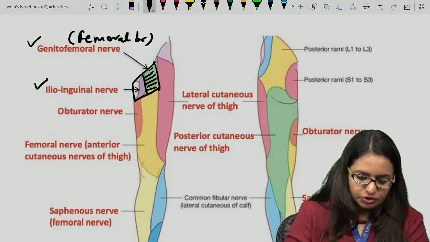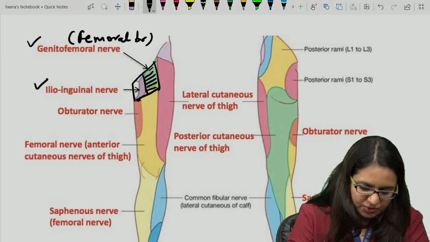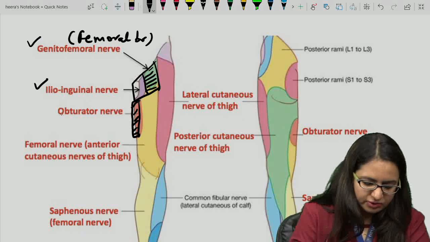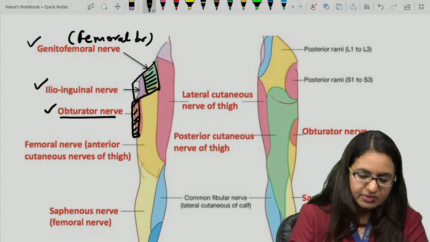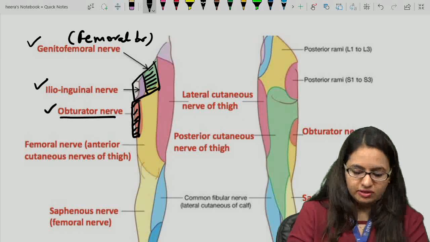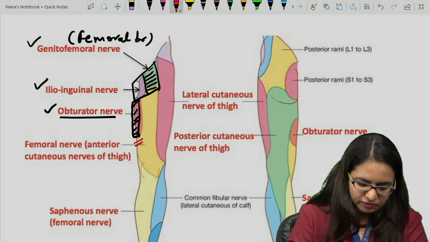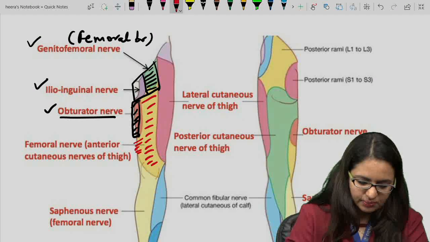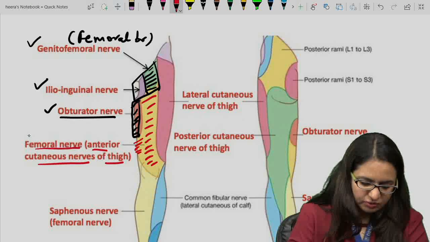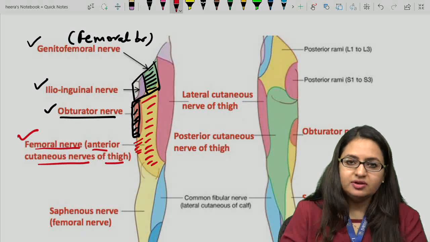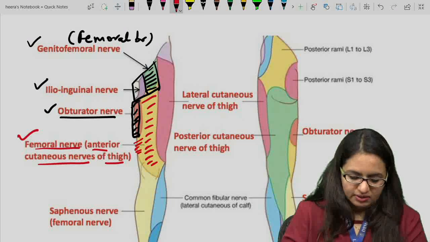Now the rest of the portion of the thigh, on the most medial side, we can see over here, this area is supplied by the obturator nerve. The obturator nerve is basically supplying the middle portion of the medial side of the thigh. The rest of the medial portion as well as the anterior portion is supplied by the anterior cutaneous nerves, which are given off by the femoral nerve, and these are namely the medial and the intermediate cutaneous nerve of the thigh.